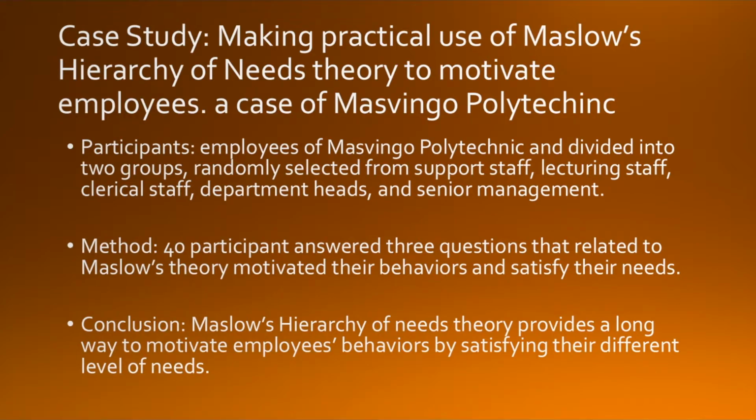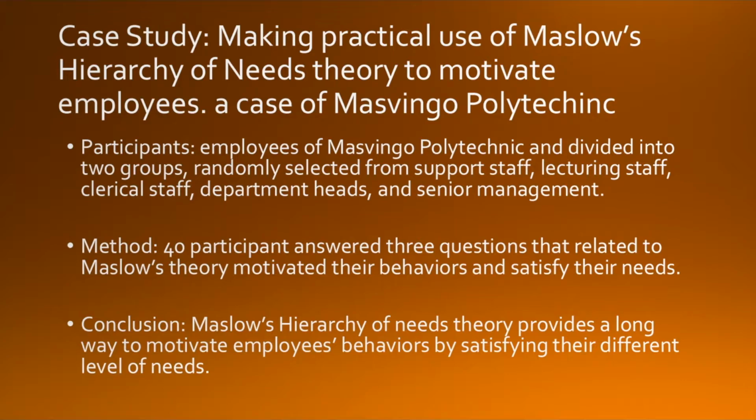Like, how can Maslow's hierarchy of needs theory be applied to motivate employees at Masvango Polytechnic? There is a table showing the result: the expectation that physiological needs be promoted by 80% of respondents, safety needs by 60% of employees, social needs by 40% of respondents, self-esteem needs by 70% of employees, and self-actualization needs by 50% of employees.